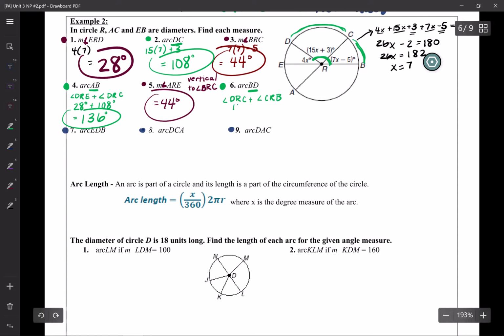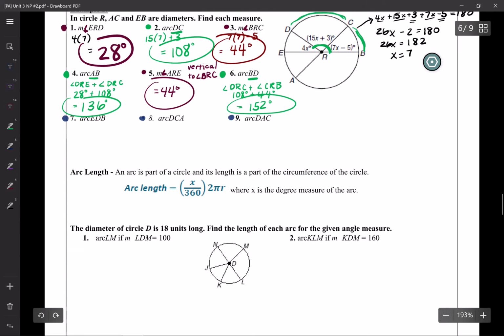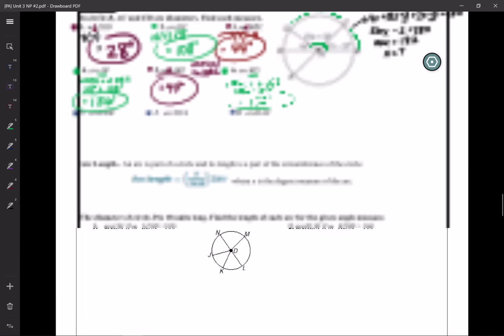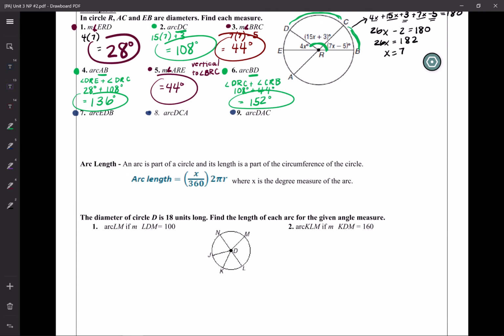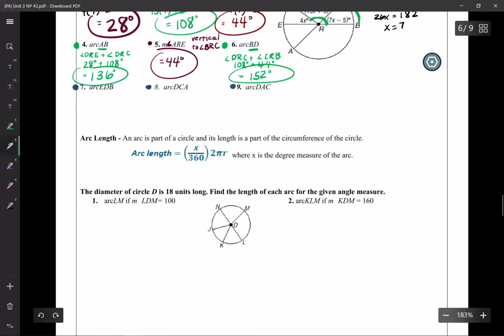DRC we already said was 108 degrees. CRB was 44 degrees. So ultimately, arc BD is going to be 152, because it's the same as the measure of its central angle. Okay, so we calculated central angles, minor arcs, and now our last calculation for these examples is going to be calculating the major arcs.